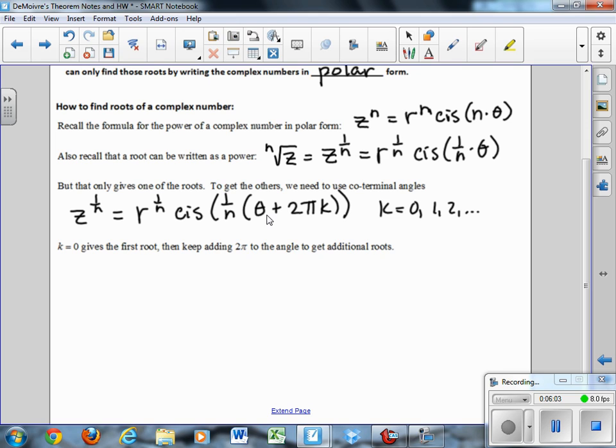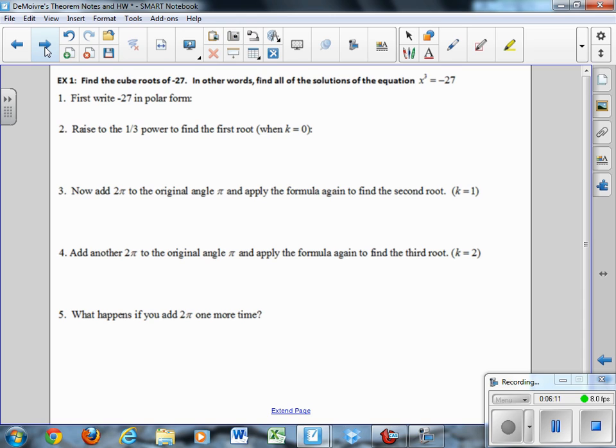So we're going to look at an example of this. It's easier to see with an example. We're going to look at the example of finding the cube roots of negative 27. In other words, I want to find all of the solutions of the equation x cubed equals negative 27. The traditional way we've done it is you take the cube root of both sides of the equation. And do you know what one solution would be? Negative 3. However, there's two other solutions that we're not going to be able to find unless we do it in polar form.